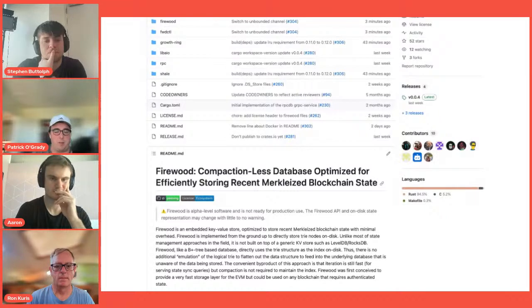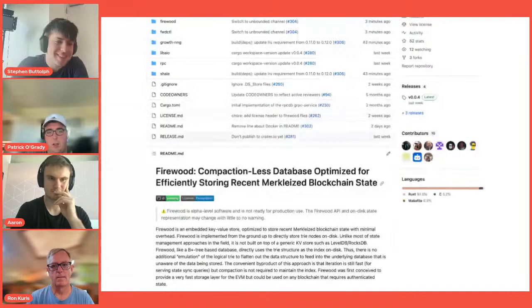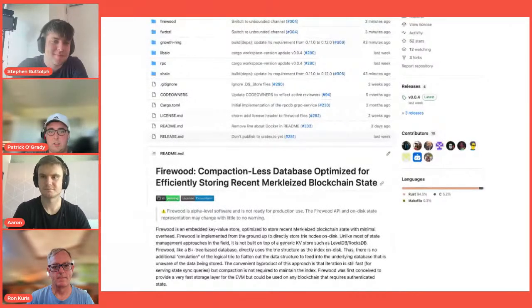First off, we'll turn it over to Ron to introduce himself, and then we can talk a little bit about what Firewood does differently than other traditional databases.